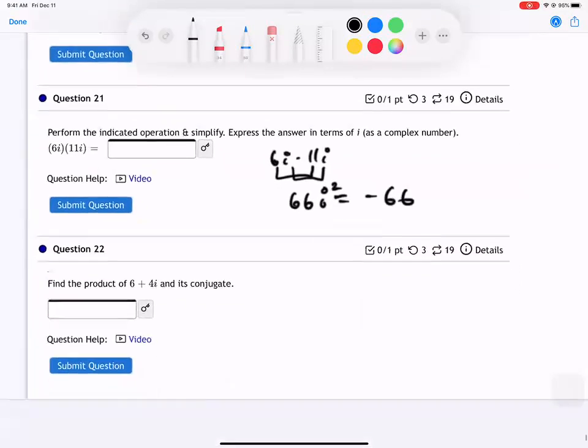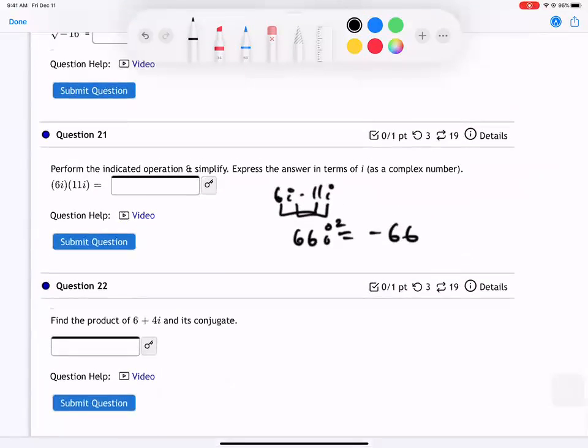Just remember the rules. The last question here is, again, we're going to do the conjugate. This time I'm going to ask you to find a conjugate. What's the conjugate of 6 plus 4i? The conjugate is 6 minus 4i. That's what the conjugate is.